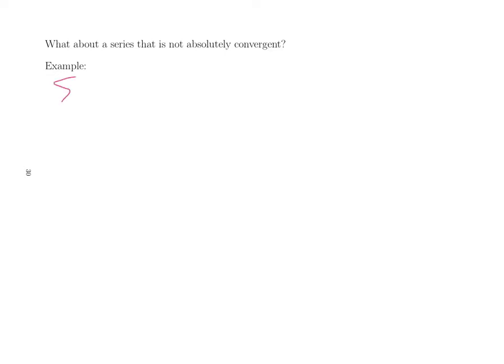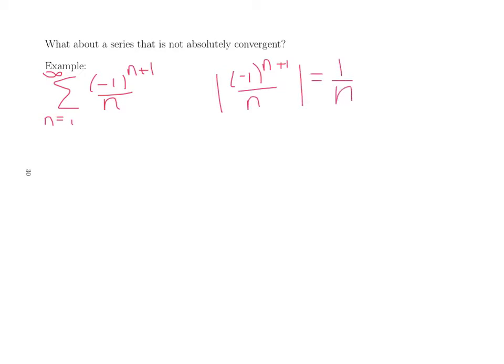We have the sum of (-1)^n plus 1 over n, and again we'll start at n equals 1 to infinity. So if we look at this series, looking at the absolute value of (-1)^n plus 1 over n, we'll get 1 over n. But we know that that series, the sum of 1 over n, diverges by the p-series.